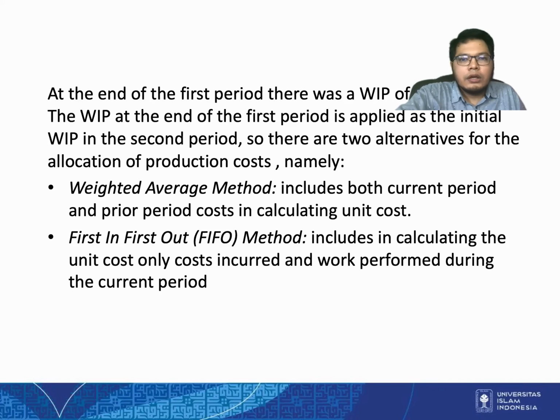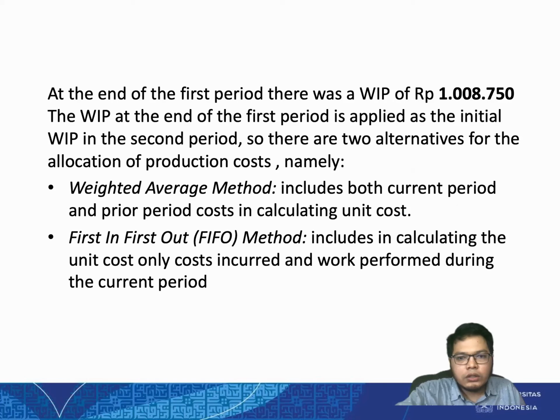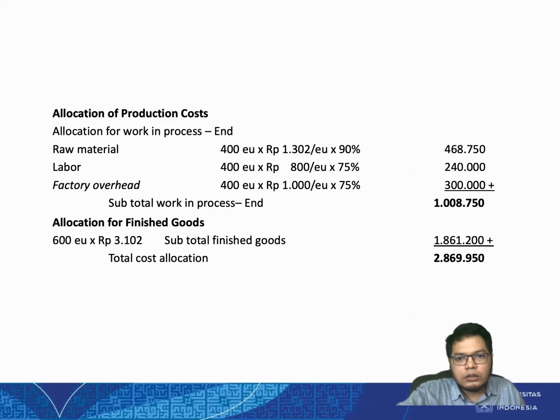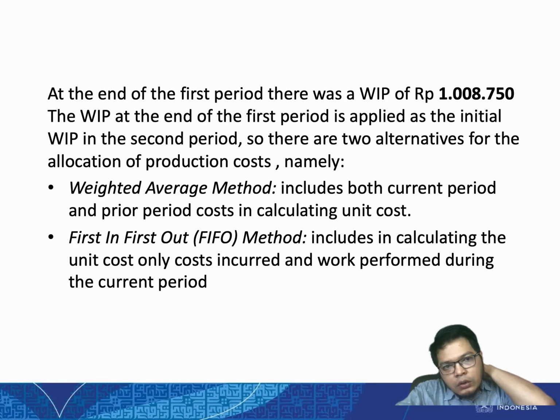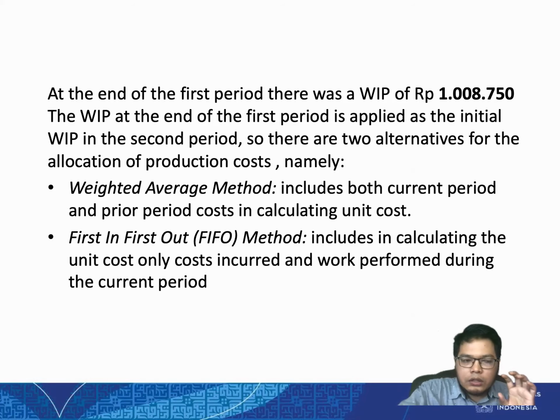Okay, as you can see, that is how to calculate the costs. At the end of the first period, there was a work in process of this number. This means that the product is still in process, it's not yet finished at the end of the accounting period. The WIP at the end of the first period becomes the initial WIP, the work in progress, in the second period. So this number of work in process will be continued in the second period, and it will always continue.